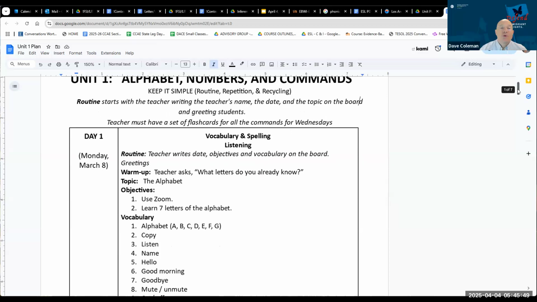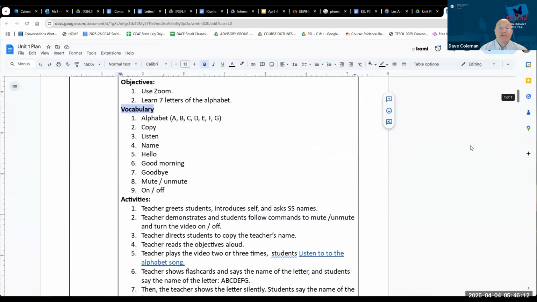Okay, I got it. So it's basically day by day, and it tells you what you need. You write your routine up on the board, and then you have to have a set of flashcards for Wednesdays, all the commands. So here's the routine. It's got a warm up, the topic, the objectives, the vocabulary. The vocabulary starts with letters of the alphabet and a lot of commands, right?